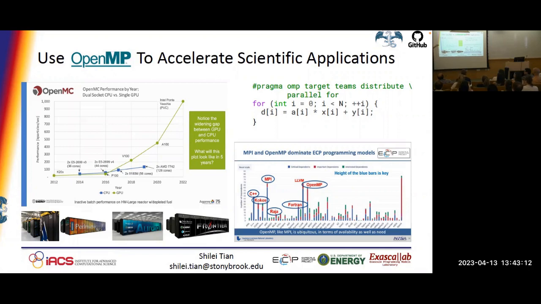And the OpenMC team, OpenMC is the Open Monte Carlo simulation code, measures the gap. And as we can see from 2016, that gap is getting larger. And there is no chance for the best CPU of the world to catch up to the performance of a single GPU.